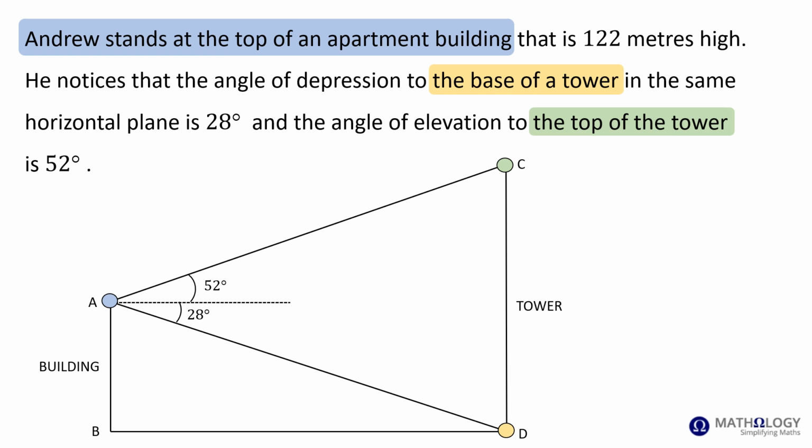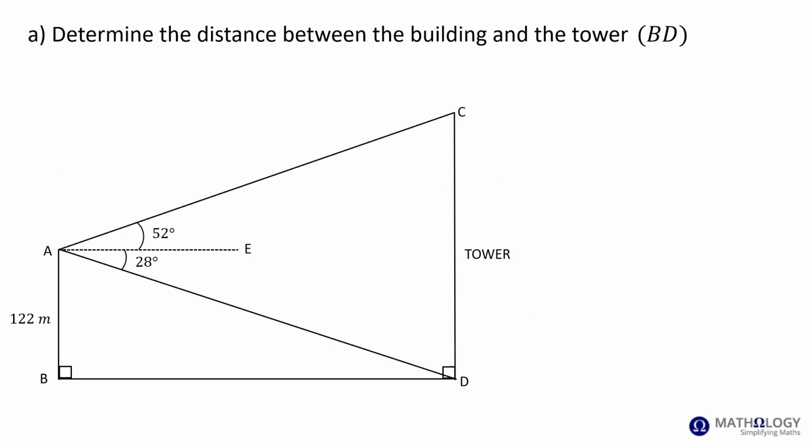Before we continue, we need to mark the height of the building, which is 122 meters, as well as right angles, between the two vertical planes and the horizontal plane. We are required to determine the distance between the building and the tower, which is the length of BD. Since BD is a side of triangle ABD, which is a right-angled triangle, and we know the length of AB, another side of this triangle, it makes sense to start in this triangle.